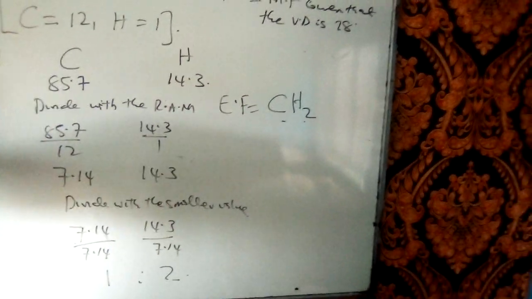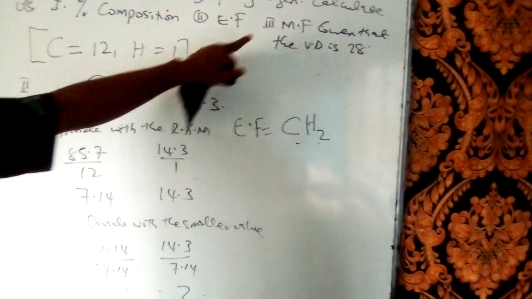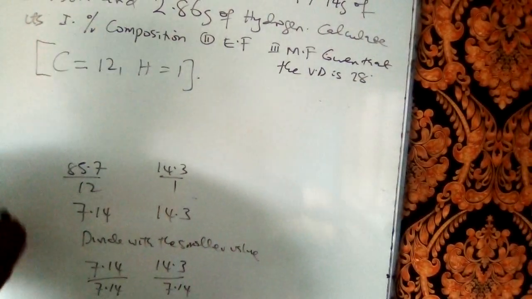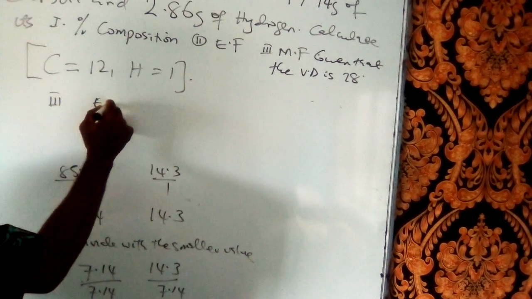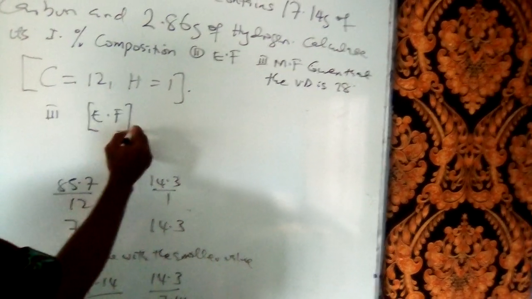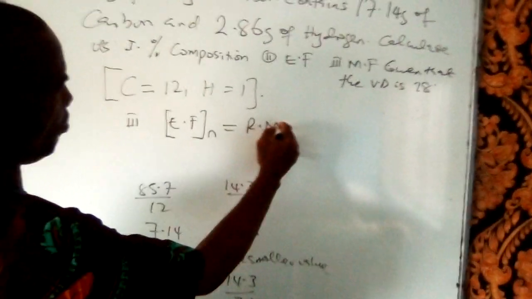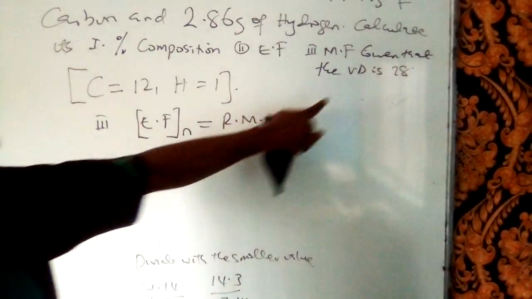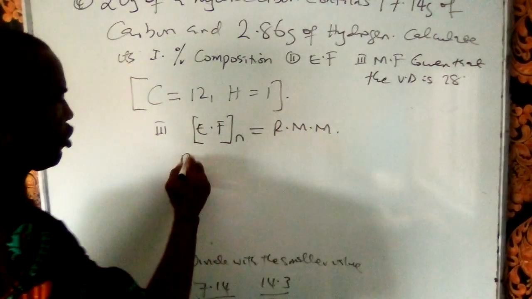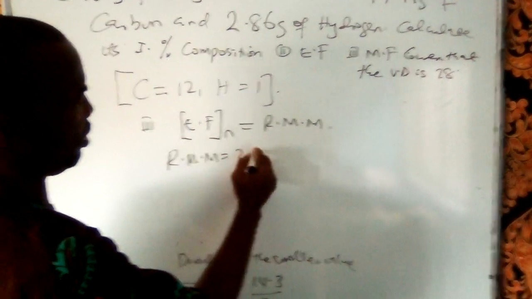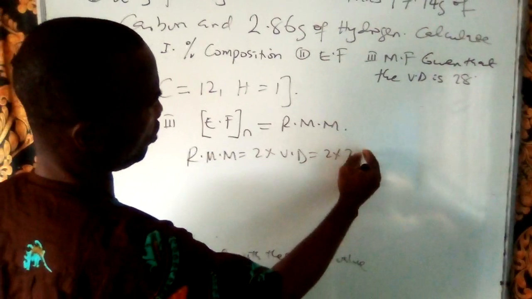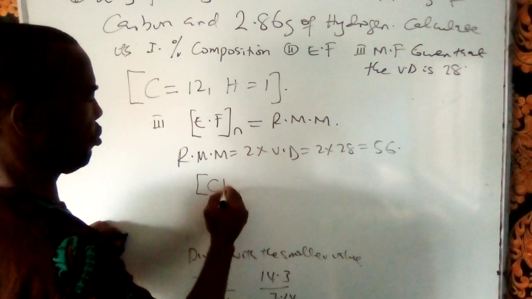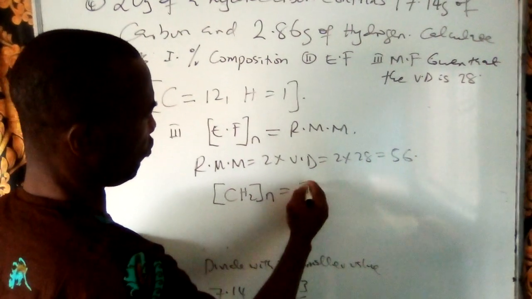Going to number 3. Number 3 is we have to find the molecular formula. To find the molecular formula of the compound, we still follow the normal process. We have the empirical formula, multiply it by an integer n, which we're going to look for, and make it equal to the relative molecular mass of the compound. When you look at the problem, they did not give us the molecular mass, they gave us the vapor density. So, as I told you, the relationship between the two: molecular mass is 2 times vapor density, which is 2 times 28, 56. I'll write (CH2)n equal to 56.